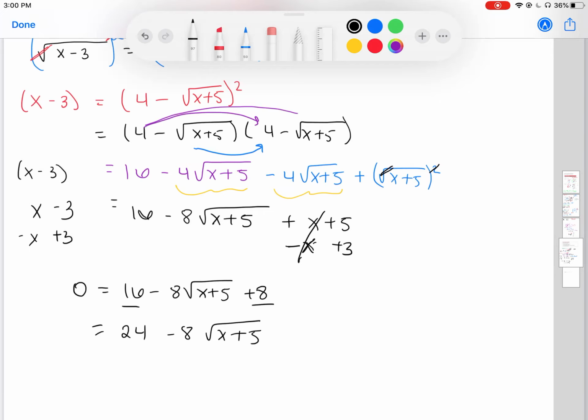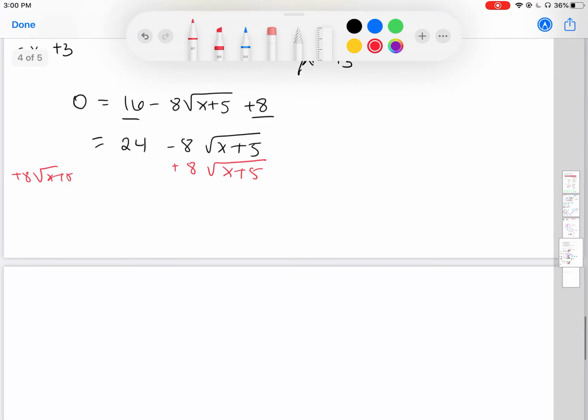All right, our goal here is to go ahead and square that radical. So to do so, let's go ahead and move it to the other side. Let's move plus 8 square root of x plus 5. So that we're left with, this is a lengthy problem, right? It's really testing our algebra. We have 8 square root of x plus 5 equals 24.